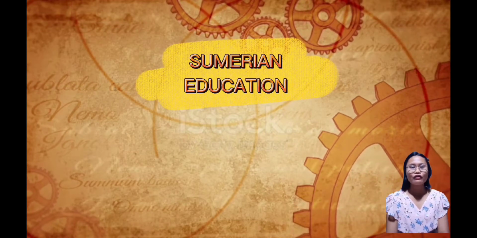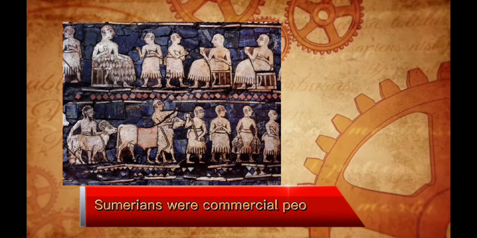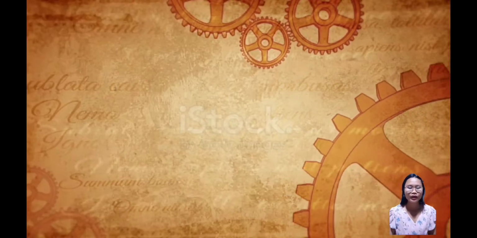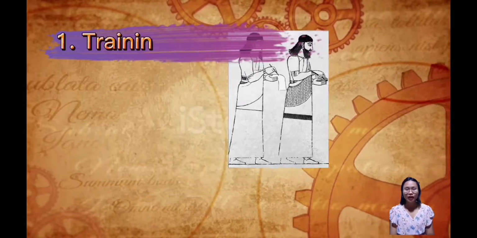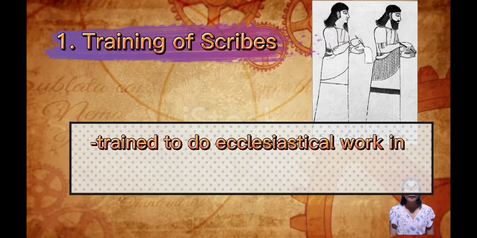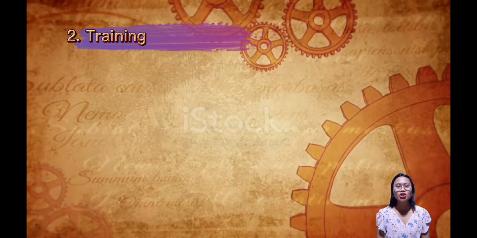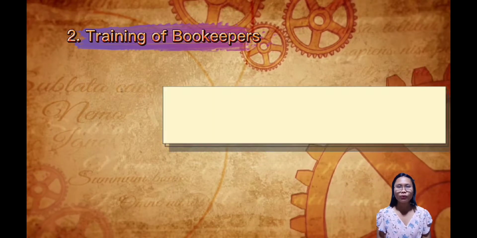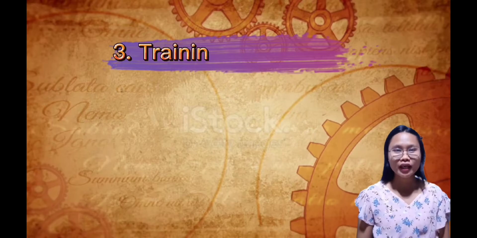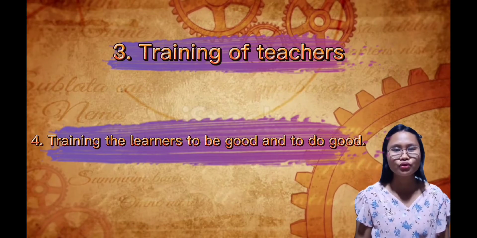Sumerian education, 5000 BC to 4000 BC. Sumerians were commercial people. What were the aims of this Sumerian education? The first one was the training of scribes, where they trained to do ecclesiastical work in temples, but mostly writing. The second one was training of bookkeepers to record their multifarious business transactions. Number 3, training of teachers. And number 4, training the learners to be good and to do good.